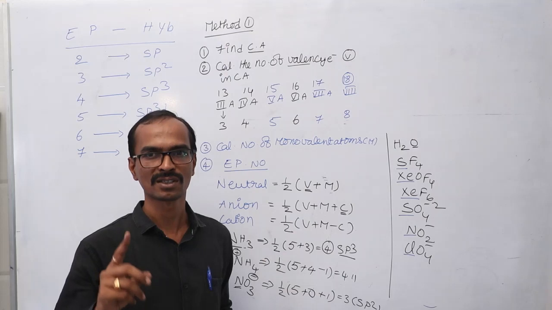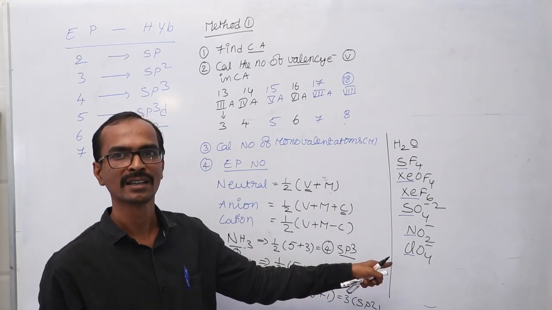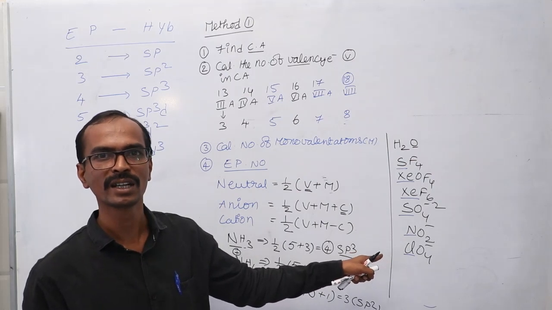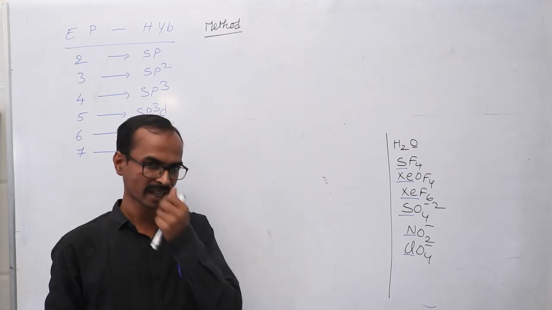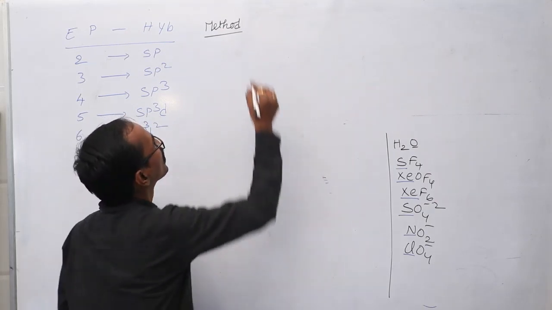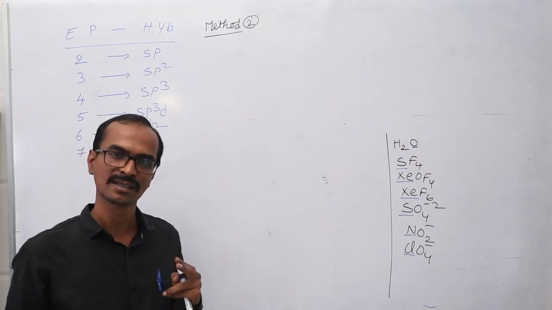This is the first method. You just note down these molecules once and solve. Right? Will you do it? Do it. Let us discuss the second method for the identification of the hybridization of the central atom.